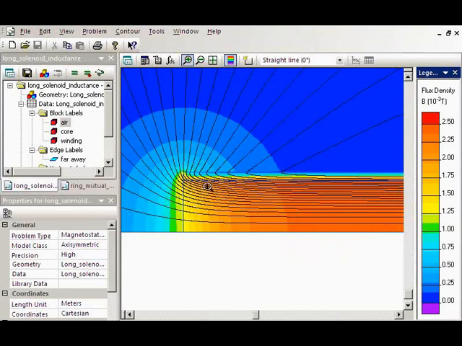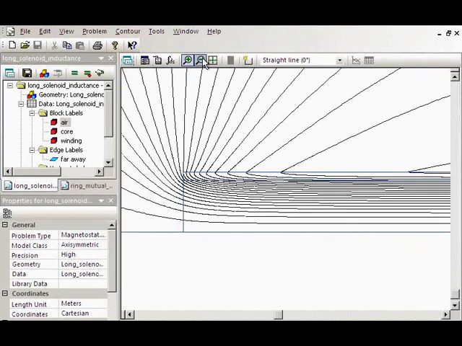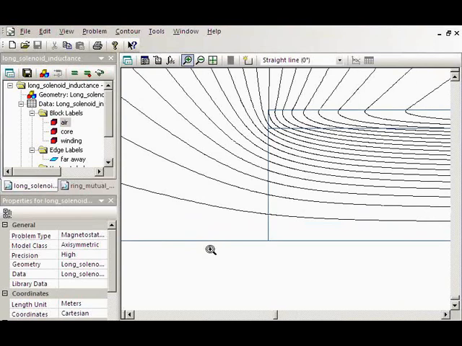Now let's calculate the inductance. But to calculate the inductance, I should build the contour. Where should I build this contour? In the central part? Or here at the side of the solenoid? Which is correct? The answer is none is correct. The correct way is to calculate the flux linkage with the winding.